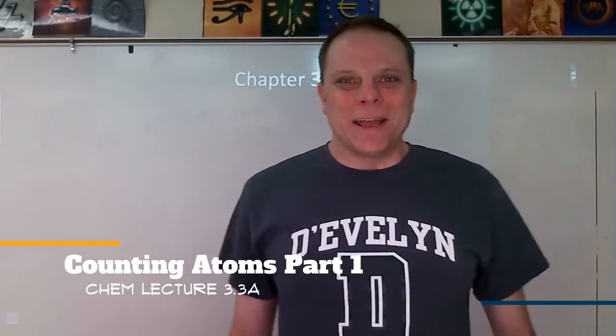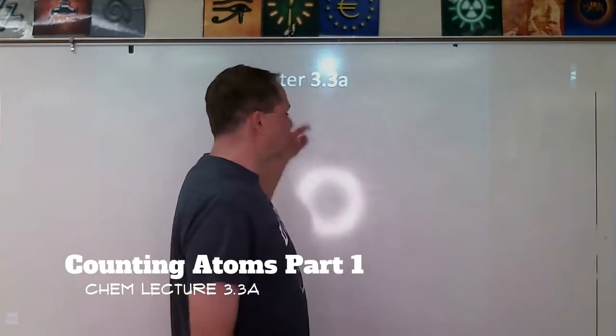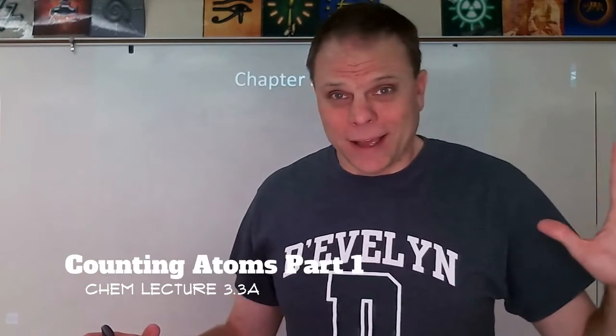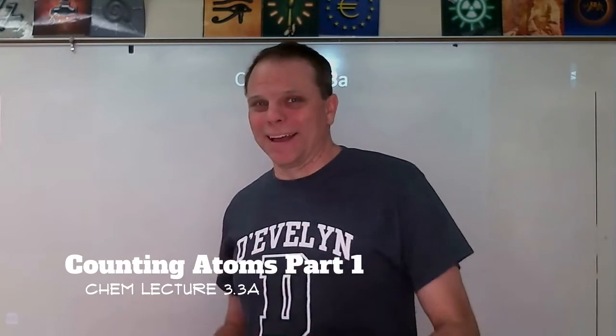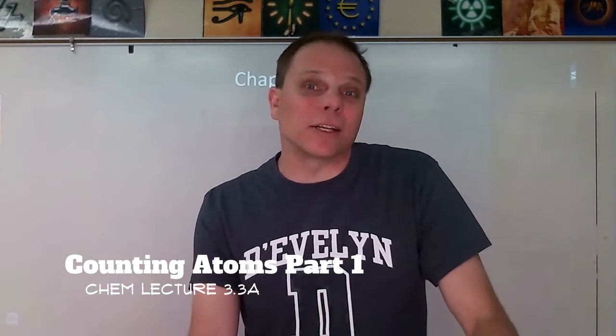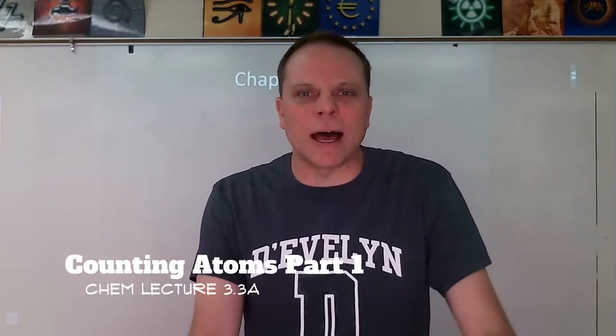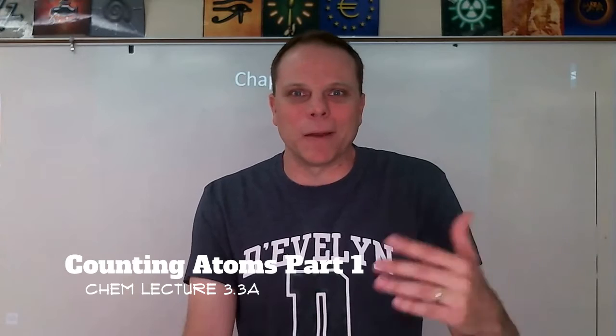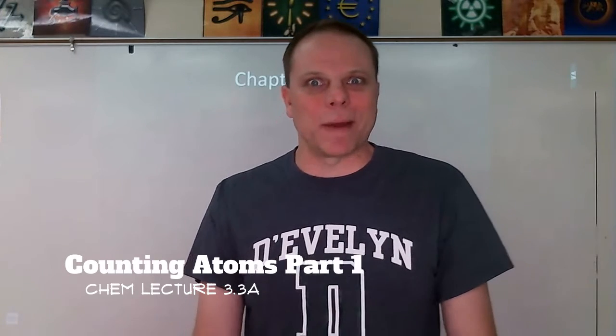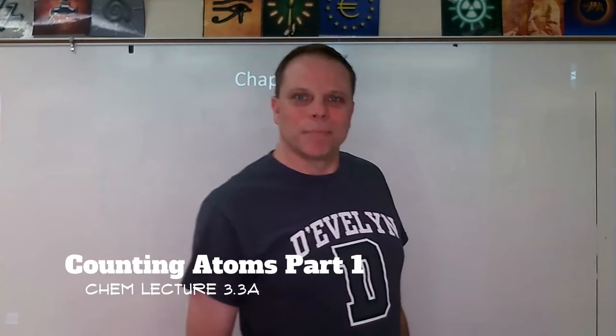Hello. Okay, today we are talking about chapter 3.3, part A. We're going to split this up into two parts. Today we're going to talk about how we know how many protons, neutrons, and electrons are in an atom, how we can count that, how we can use the periodic table to associate with that, and then how to figure out something called the average atomic mass, which is a pretty interesting concept.